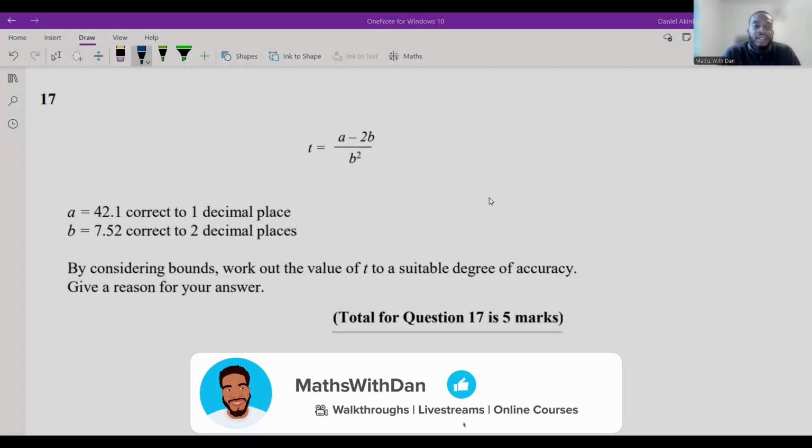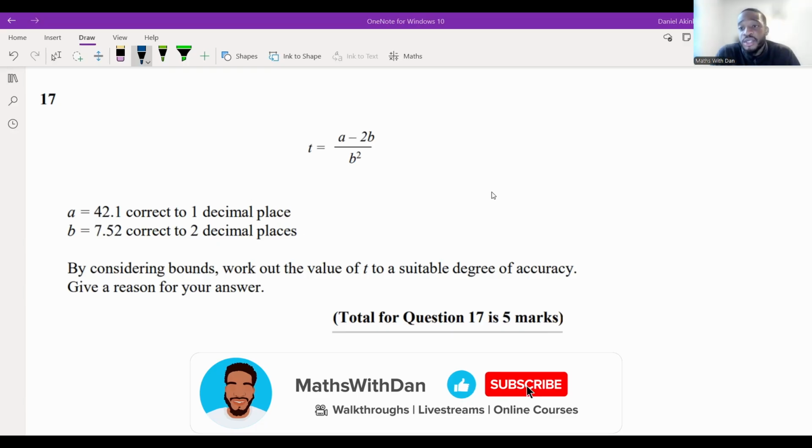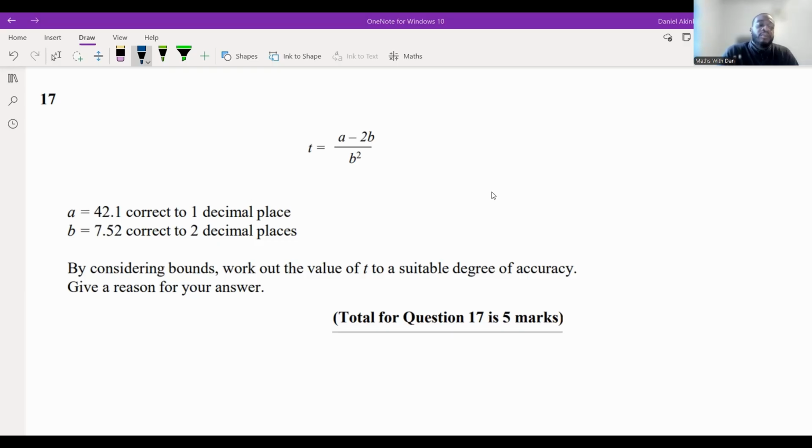So it says that t is equal to (a minus 2b) over b squared. A equals 42.1 correct to one decimal place. B is 7.52 correct to two decimal places. By considering bounds, work out the value of t to a suitable degree of accuracy. Now, whenever you see these questions where it says by considering bounds, you have to calculate both the upper and lower bound of t.